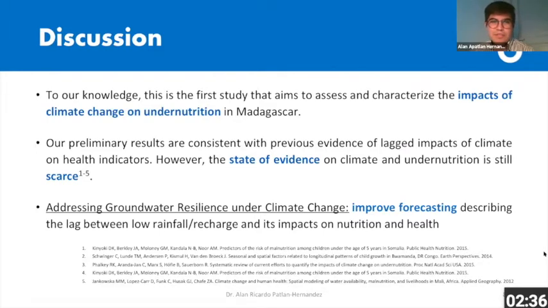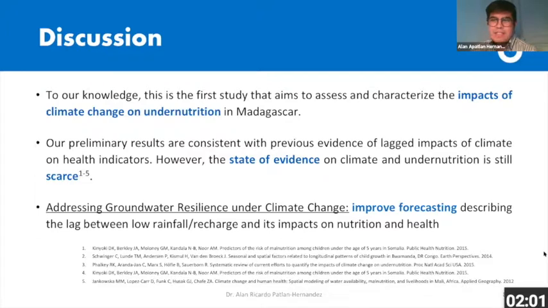These preliminary results are also consistent with previous evidence of lagged impacts of climate on health indicators. There is some literature describing, for example, impacts of climate variability on dengue, etc. And more and more, the scientific community is choosing to measure the impact of climate change, but also to use hydro-climatic indicators to model the behavior of some diseases. So that is very important.